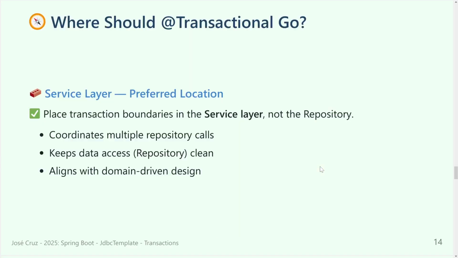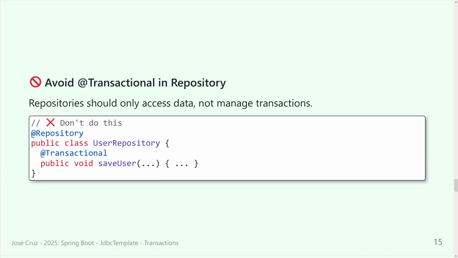So where should transactional go? Again, on the service layer. It's the preferred location. It coordinates multiple repository calls, keeps data access clean, so the repository only targets what it needs. It doesn't have to understand the business concept behind these operations to the database, and it aligns with domain-driven design. Okay, avoid transactional in the repository. It's not a good practice because it demands your repository to know more about business than it should.